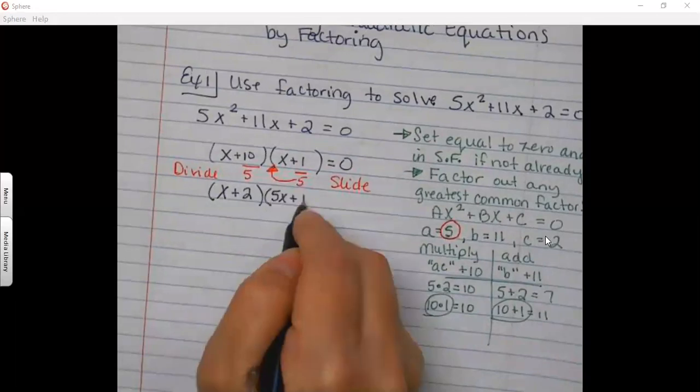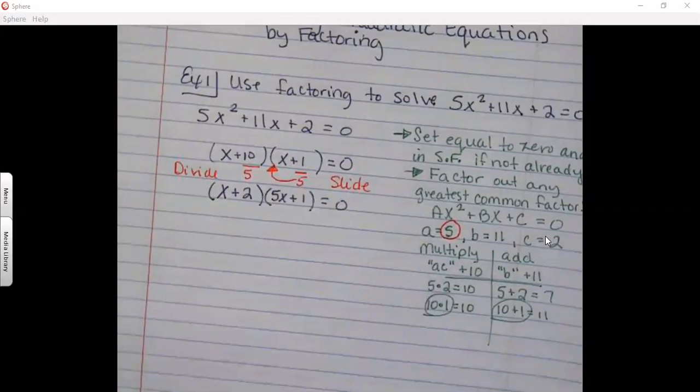So instead of x plus 1/5, it will be 5x plus 1. I know, right? So difficult. That's the slide and divide method, people. That wasn't that difficult, was it? No. Don't be silly. Okay, so those are my factors.